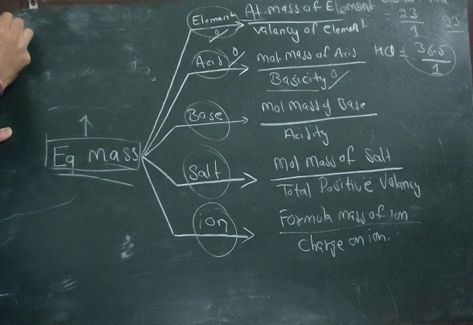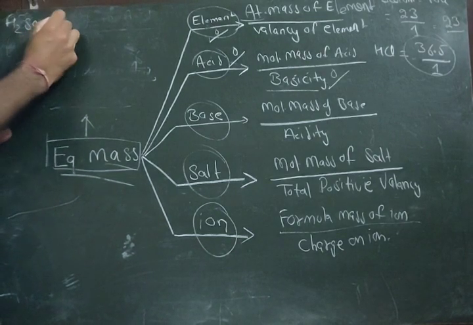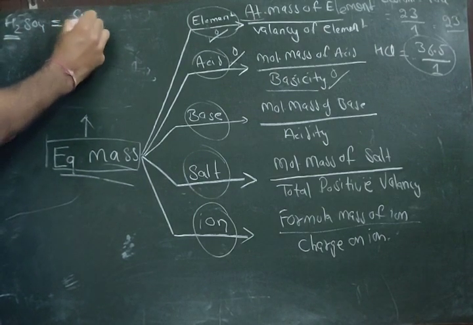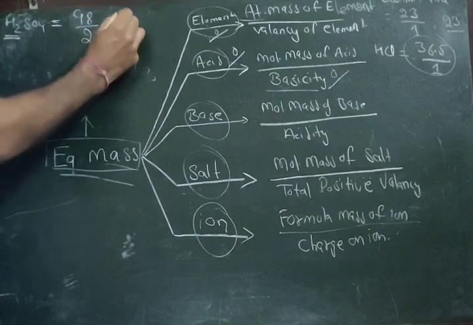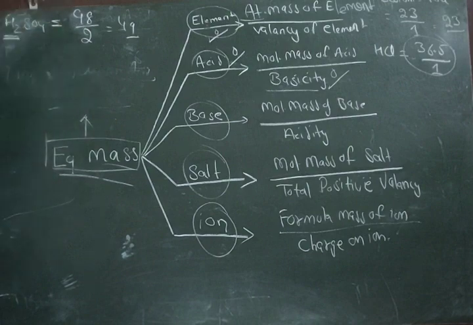Again, take the case of H2SO4. How many H positive ions are released by the H2SO4? That is 2, because 2 are there. So 98 divided by 2, that will be 49. The equivalent mass for H2SO4 will be 49. So think it carefully and do it carefully.